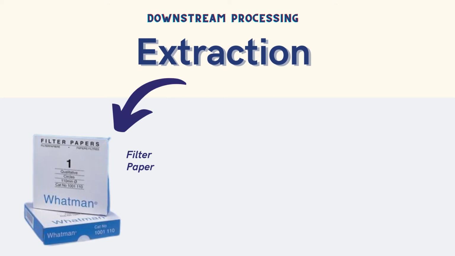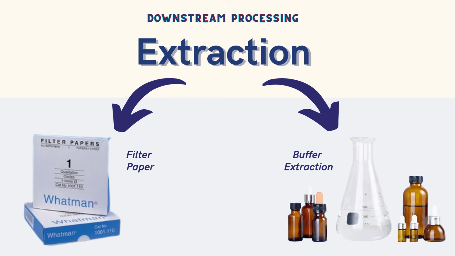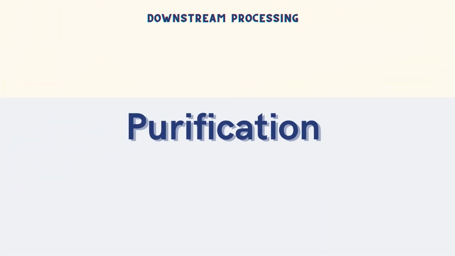The first aspect of downstream processing that we will cover is the extraction process, which essentially recovers the product from the fermentation mix or media. There are two general types. Filter paper such as the Whatman filter paper is commonly used to extract xylanase from submerged fermenters. The second method is buffer or solvent extraction, which is usually used to extract xylanase from the solid support of the solid-state fermentation.